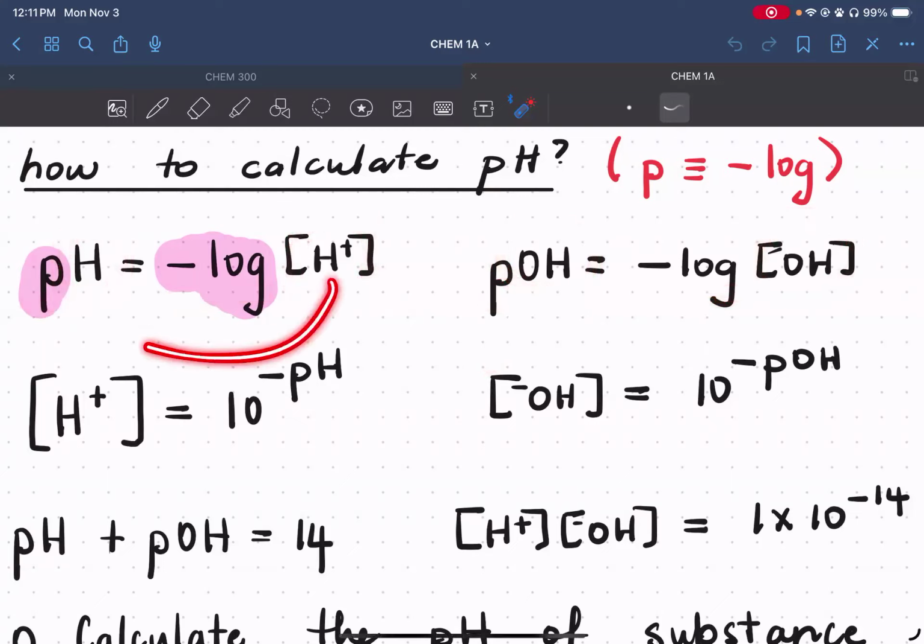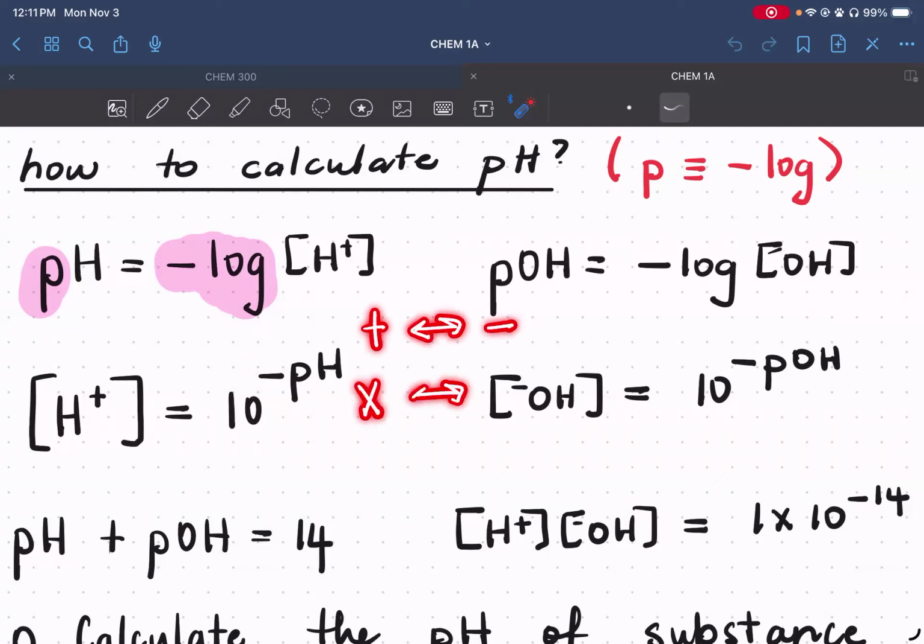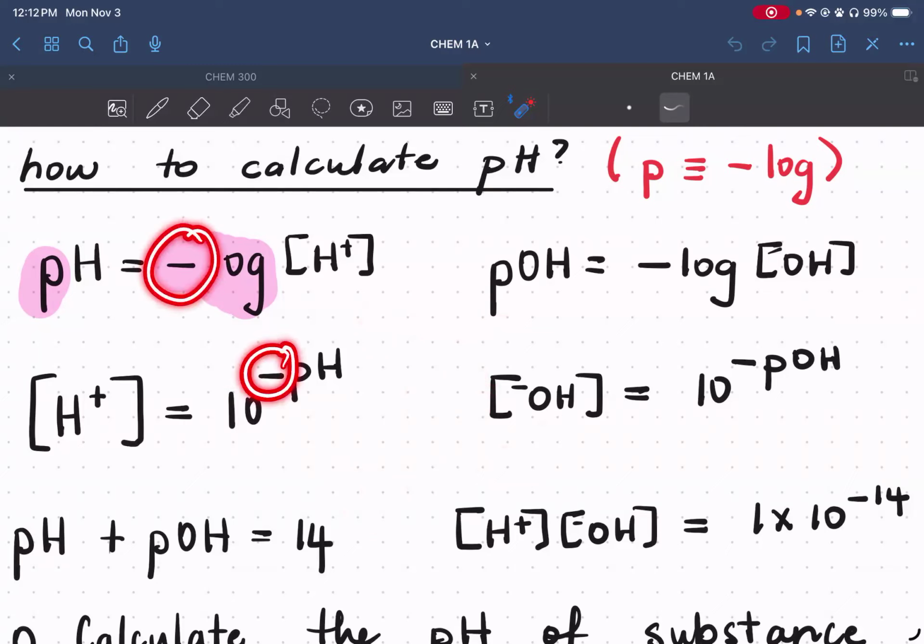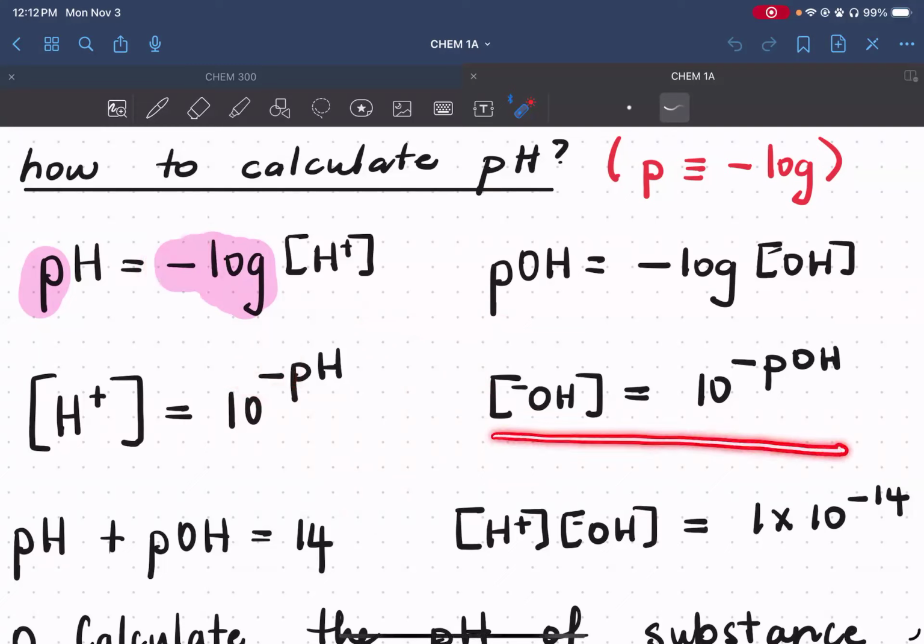That is, of course, in one direction, from H plus to pH. What if we wanted to go the opposite way? To calculate H plus concentration, we take 10 to the negative pH, where 10 to the is simply the opposite of log. So if I were to add something, the opposite would be to subtract. If I were to multiply something, the opposite would be to divide. If I were to log something, the opposite would be 10 to the whatever, where of course the negative remains. The same can be said for the OH concentration, which is equal to 10 to the negative pOH.